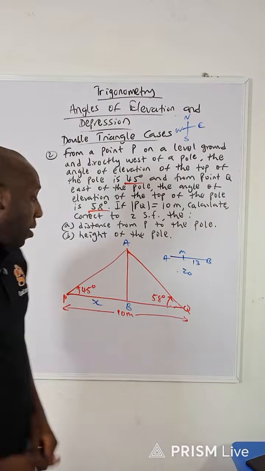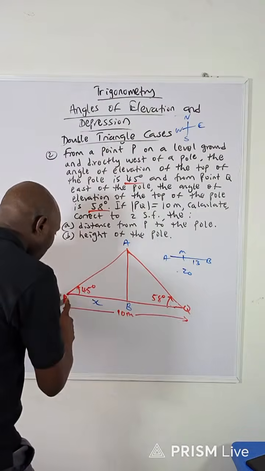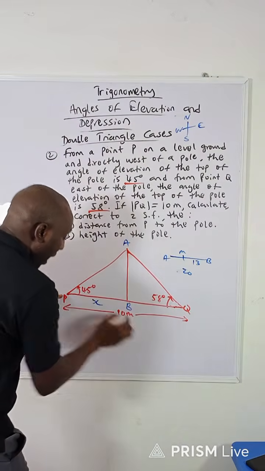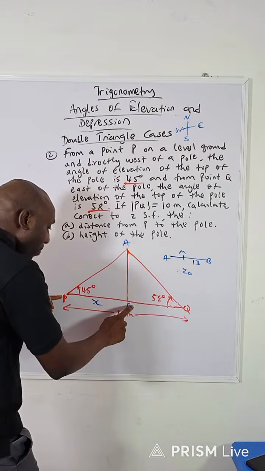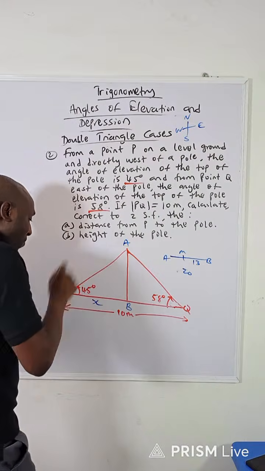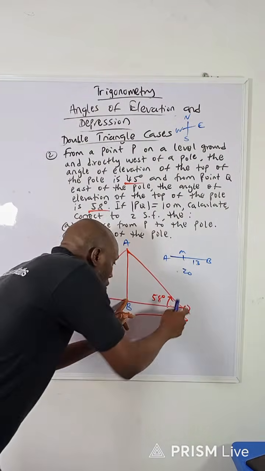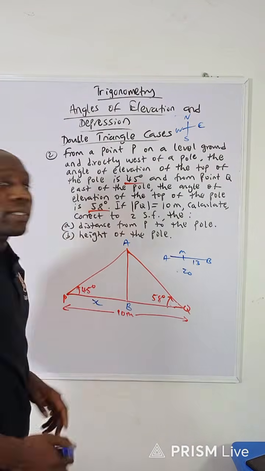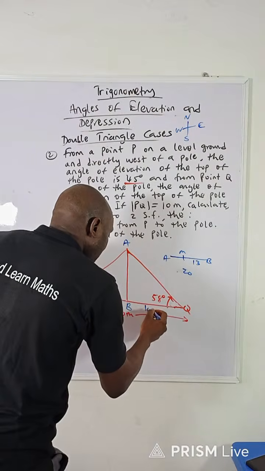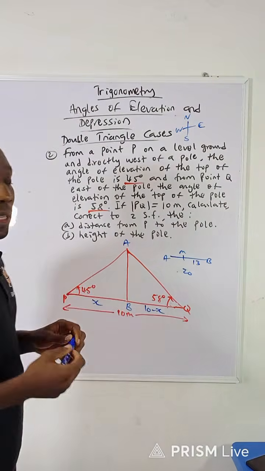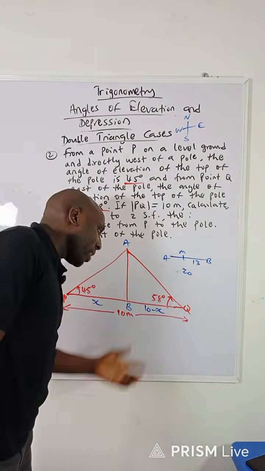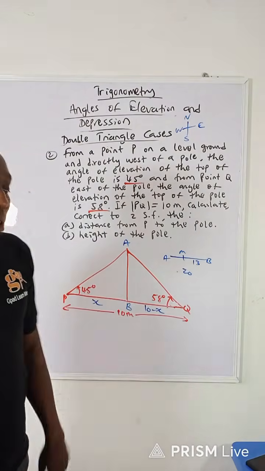13. So that's what we are going to do here. Now, since we know that BQ is 10, and we just said let PB be X. So if PB is X, which means BQ will what? 10 minus X. So yeah, I'll put 10 minus X here. That's it. The question is, but how would this help us in getting X? Let me tell you how it will help us.